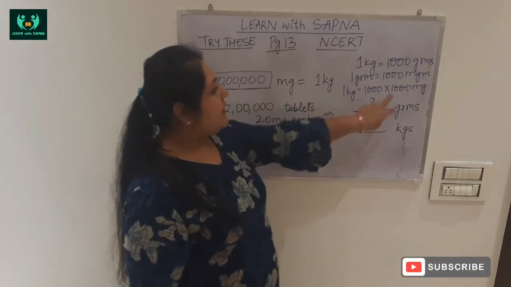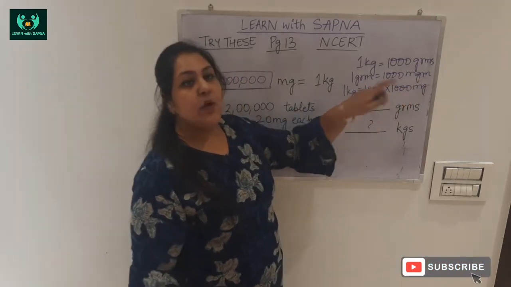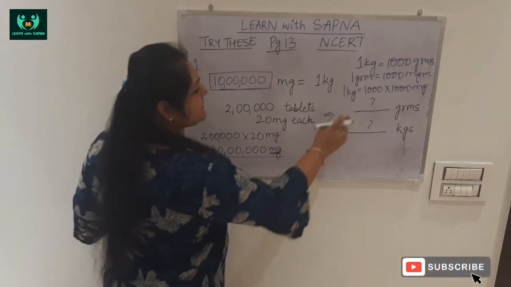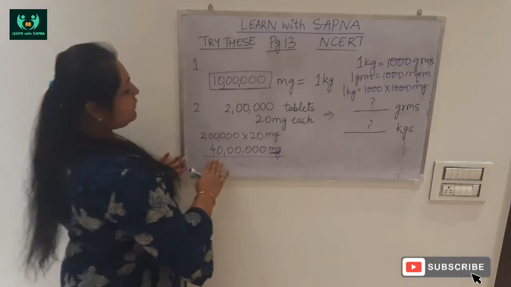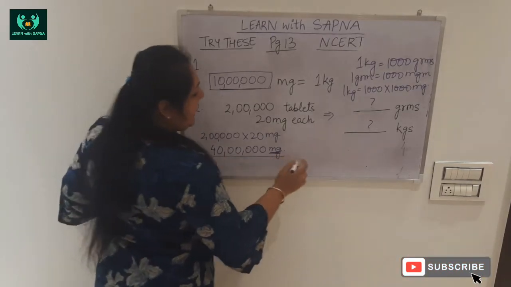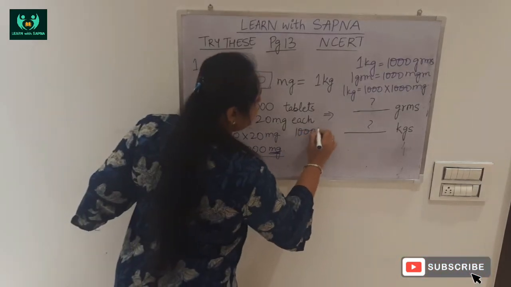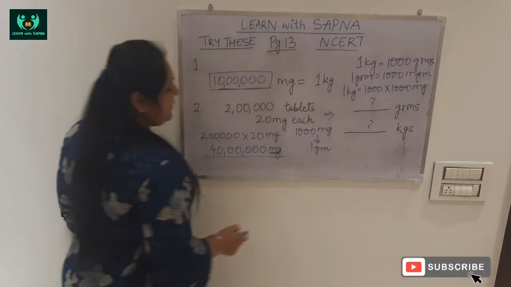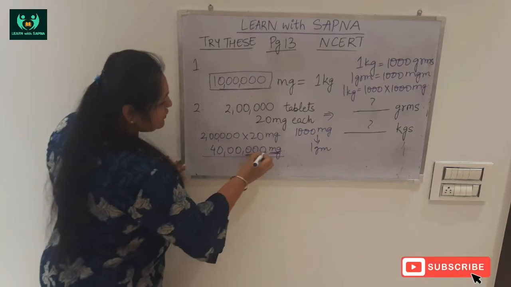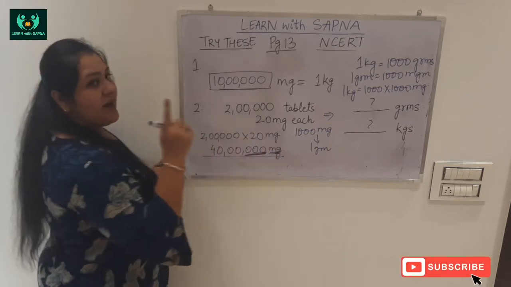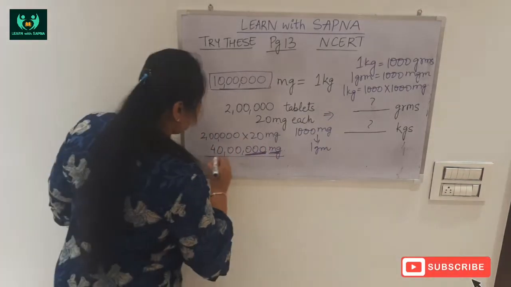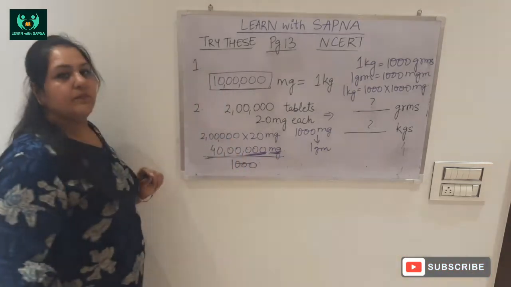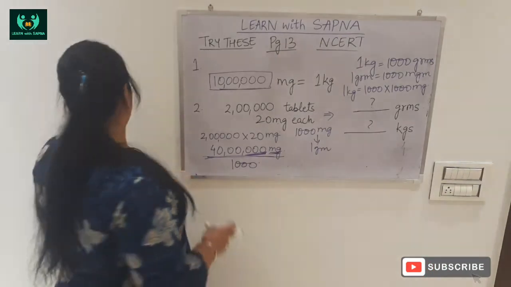So now we have this answer in milligram. What did we say here? 1000 milligrams means 1 gram. So if we have to convert this into grams and kilograms, how will we do it? 40 lakh milligrams, and 1000 milligram means 1 gram, right? So here for 1000 milligram we'll write 1 gram. We'll divide this by 1000. Let me do it clearly.